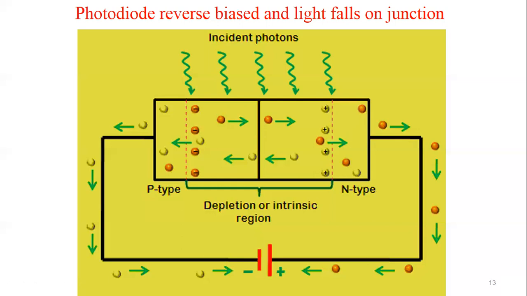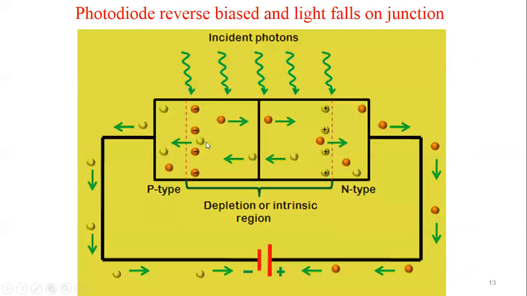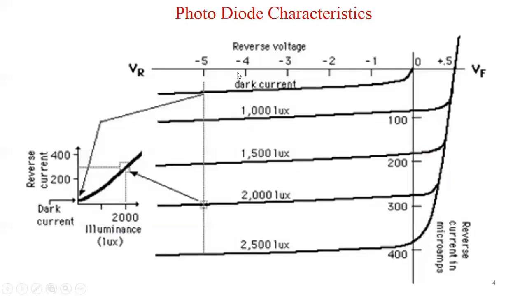If we try to plot the graph according to the intensity and the reverse voltage that is applied, we have to operate this diode in reverse bias conditions. So we plot this graph in the third quadrant. The horizontal axis represents the reverse voltage applied across the device, and the y-axis, the negative values, represents the current flowing through this device.